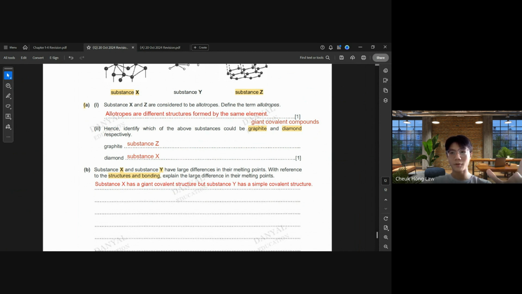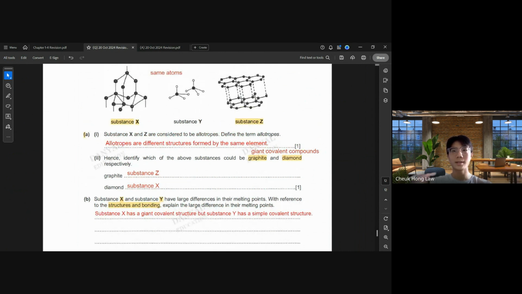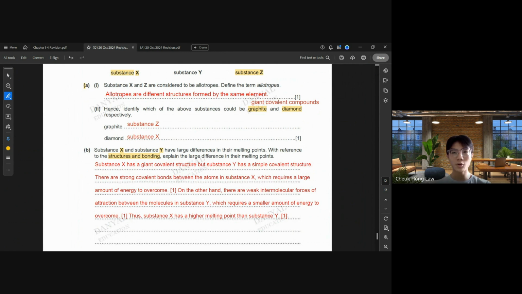So what is the bonding for simple covalent molecules or simple covalent compounds? They have weak intermolecular forces of attraction between the molecules. Okay, intermolecular forces is weak. And then what about giant covalent compounds? They have strong covalent bonds between the atoms. Okay, so that is exactly how you want to phrase it for the bonding. So there are strong covalent bonds between the atoms in substance X. Covalent bonds are always between atoms. And because the bonds are strong, you need a lot of energy to overcome. So it requires a large amount of energy to overcome.